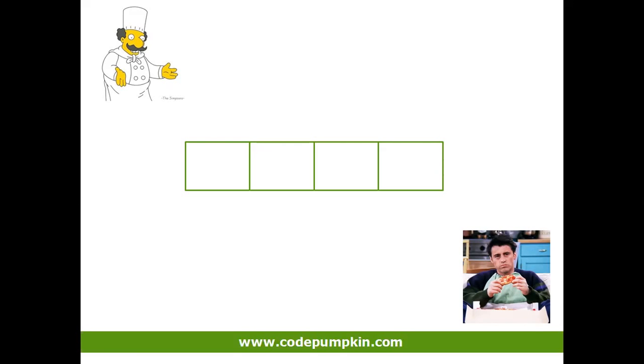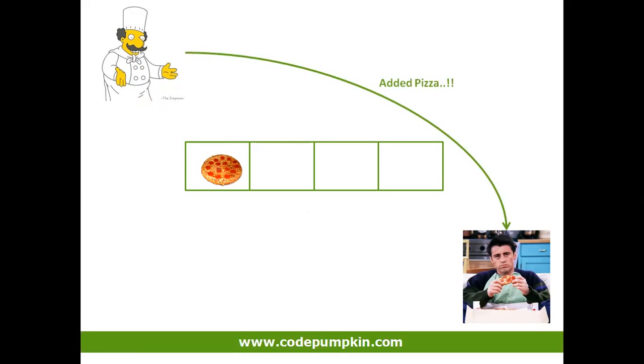Let's assume that initially our pizza counter is empty and Joey tries to consume pizza from that counter. This counter is empty. Joey needs to wait until Simpson adds pizza on the counter. Once Simpson adds pizza, he notifies Joey that he has added pizza.